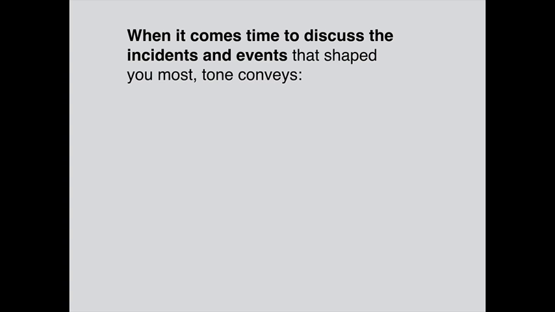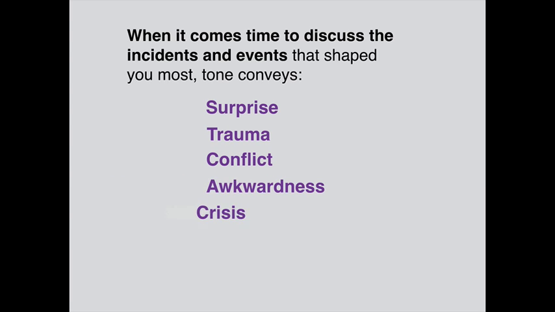In the brainstorming process, I ask students about incidents and events that shape their life. In particular, I ask about incidents of surprise, trauma, conflict, awkwardness, crisis, love, joy, and courage. Well, the best way to express those different emotions is through your tone. By shifting your tone, you can show surprise. You can demonstrate how you felt during a moment of crisis or trauma. You can express love and courage.